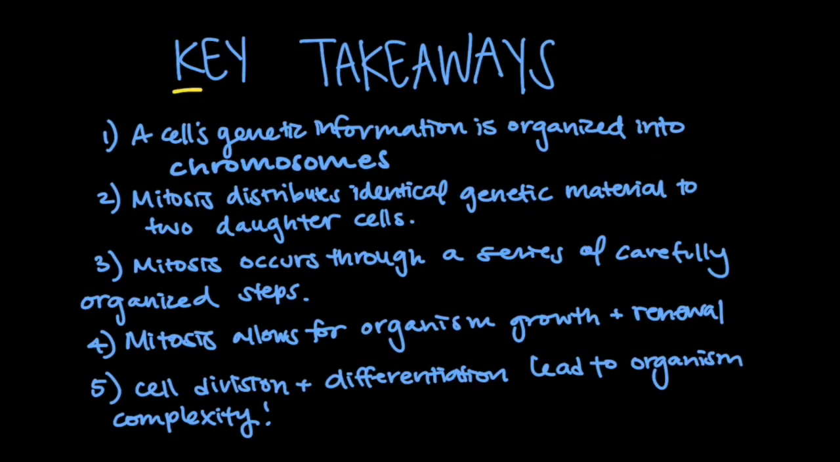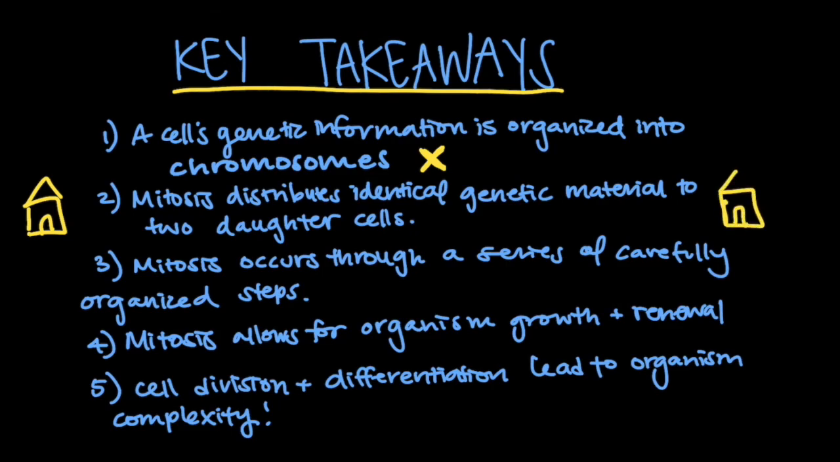So, what are some of the key takeaways from today's video? Number one, a cell's genetic information is organized into chromosomes. Remember that X-like structure underneath the microscope? Number two, mitosis distributes identical genetic material to two daughter cells. Imagine this as our two identical houses that have the same blueprint of DNA.